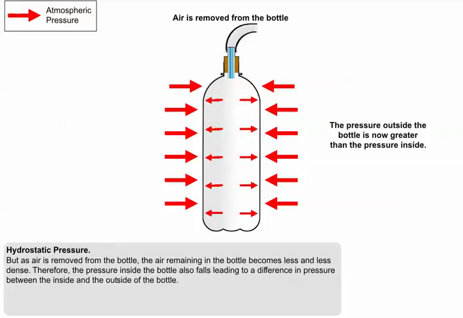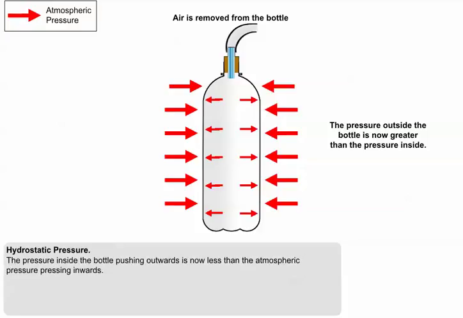But as the air is removed from the bottle, the air remaining, which of course continues to fill the bottle, becomes less and less dense because mass is being removed while volume remains the same. If you look at any of the pressure equations we have met, you will see that by lowering density, we are also lowering pressure. So there is now a difference in pressure between the inside and the outside of the bottle. The pressure inside the bottle pushing outwards is now less than the atmospheric pressure pressing inwards. It is this pressure differential across the surface of the plastic bottle which causes the bottle to begin to crumple.